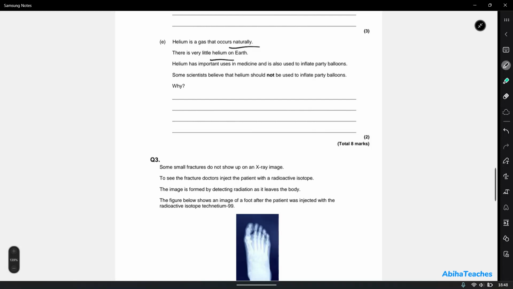Now, questions like these are usually very poorly answered simply because everyone just thinks very scientifically and they don't really just think logically. The question tells us that there's very little helium on Earth. So we can quite literally say that helium will run out one day. Because helium will eventually run out one day, this means that it shouldn't be used to inflate party balloons.